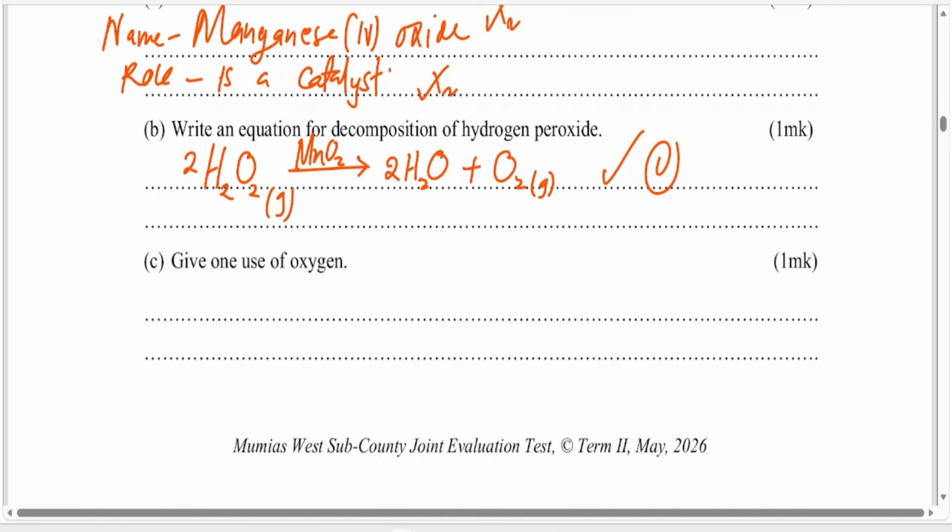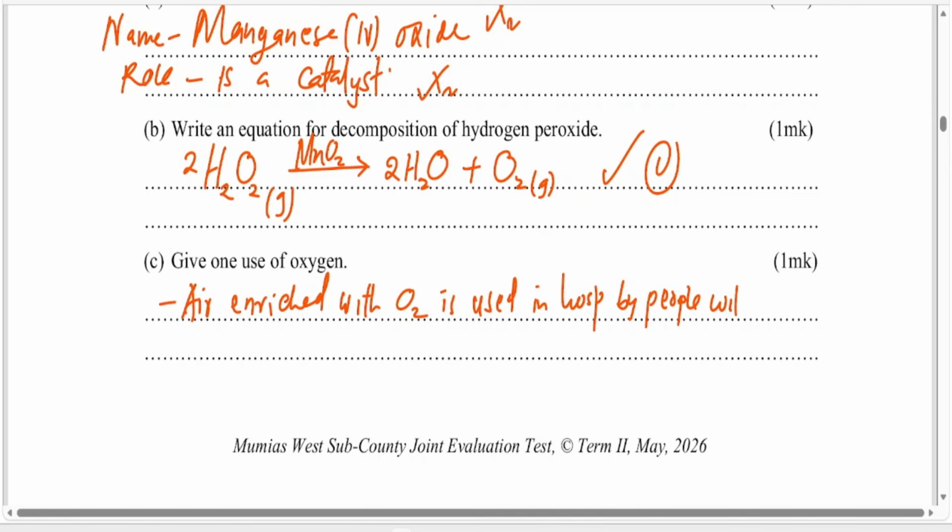Give one use of oxygen. We have several uses of oxygen. Oxygen is used in hospitals. So we have air enriched with oxygen used in hospitals by patients with breathing difficulties.